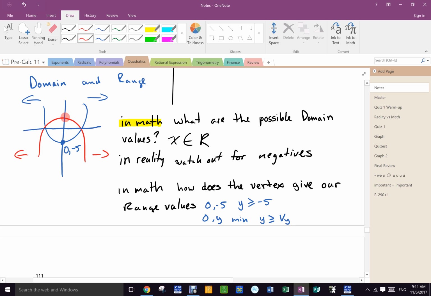So this one is 0, 5. So in the red one, it's 0, 5. So what's my range? Less than or equal to 5. So if it's a maximum, then my range, my y values, must be less than or equal to the vertex of the y. Is everybody cool? Yes?